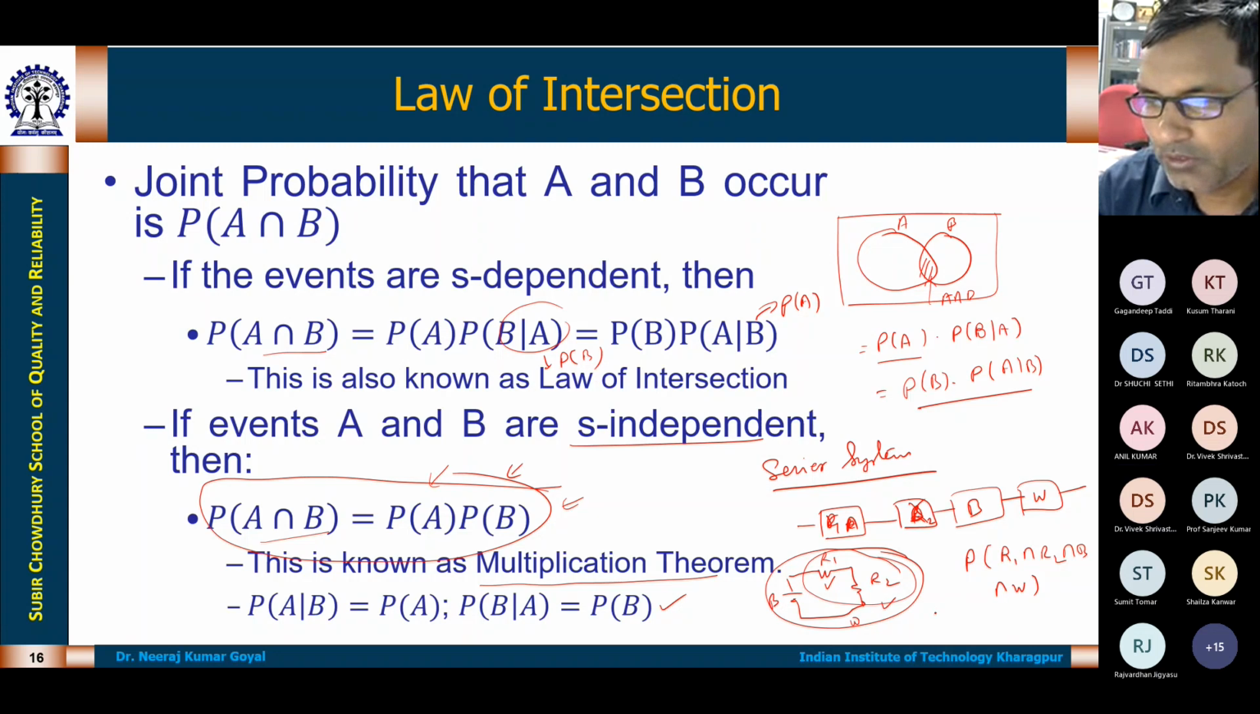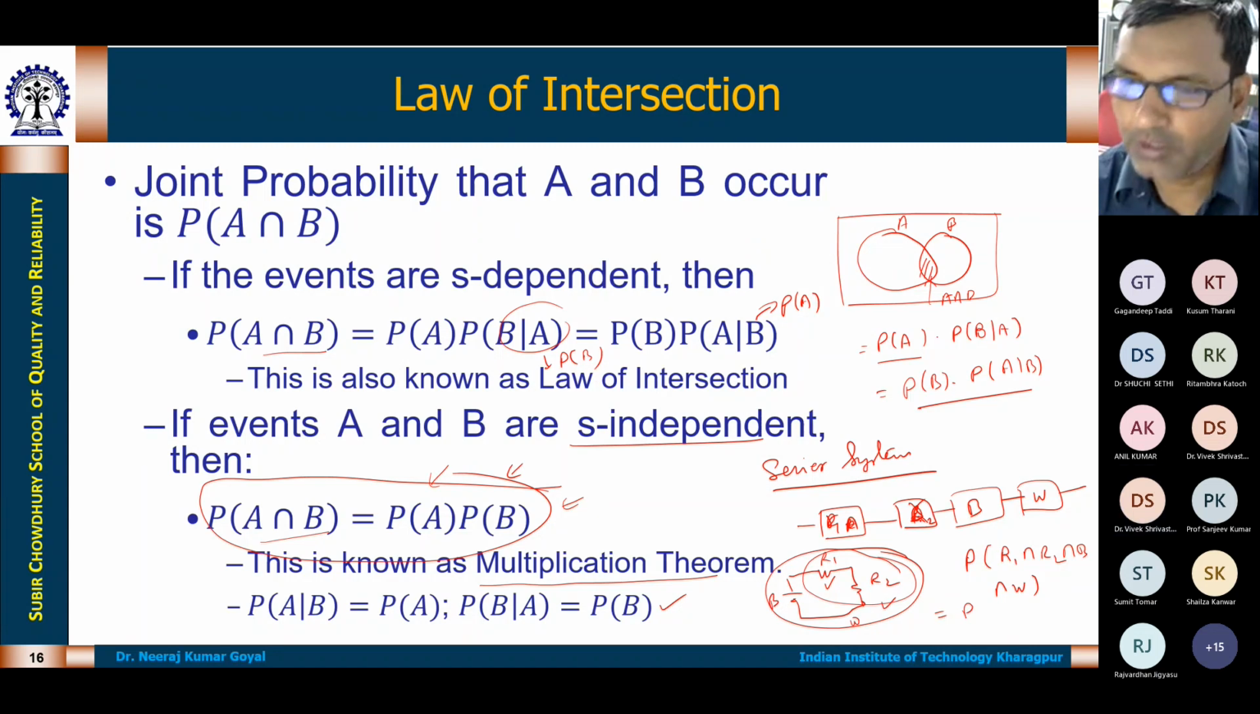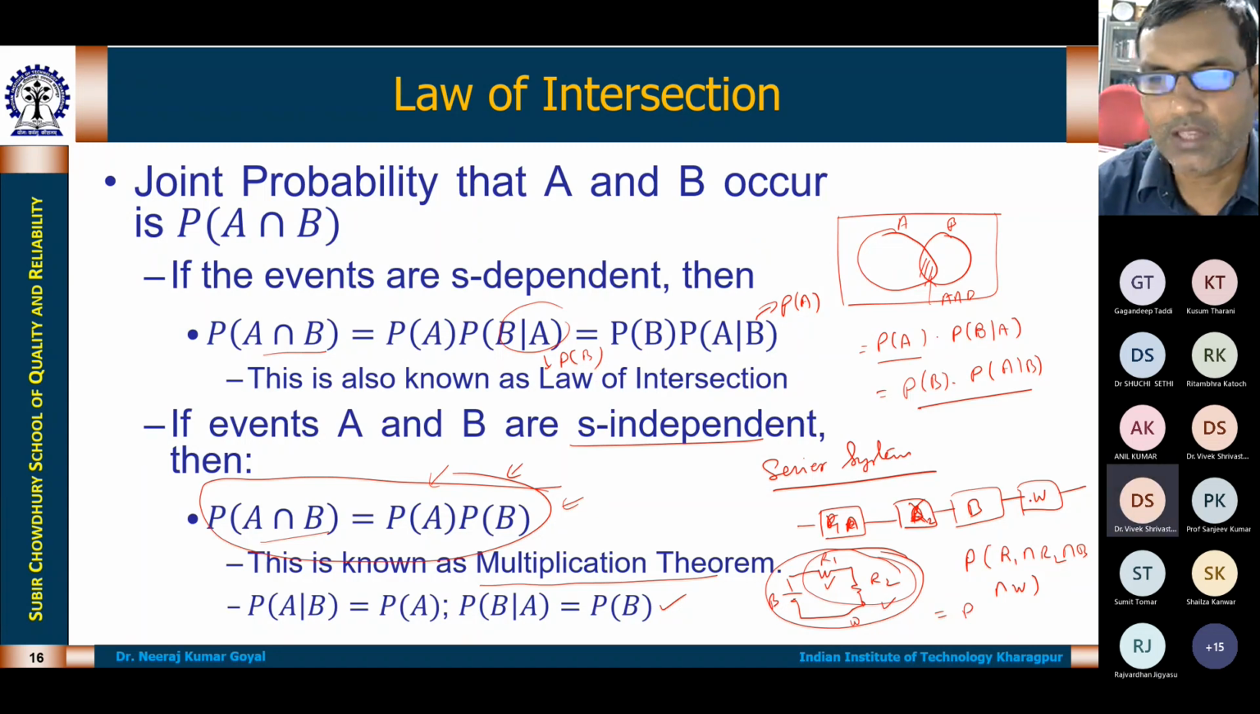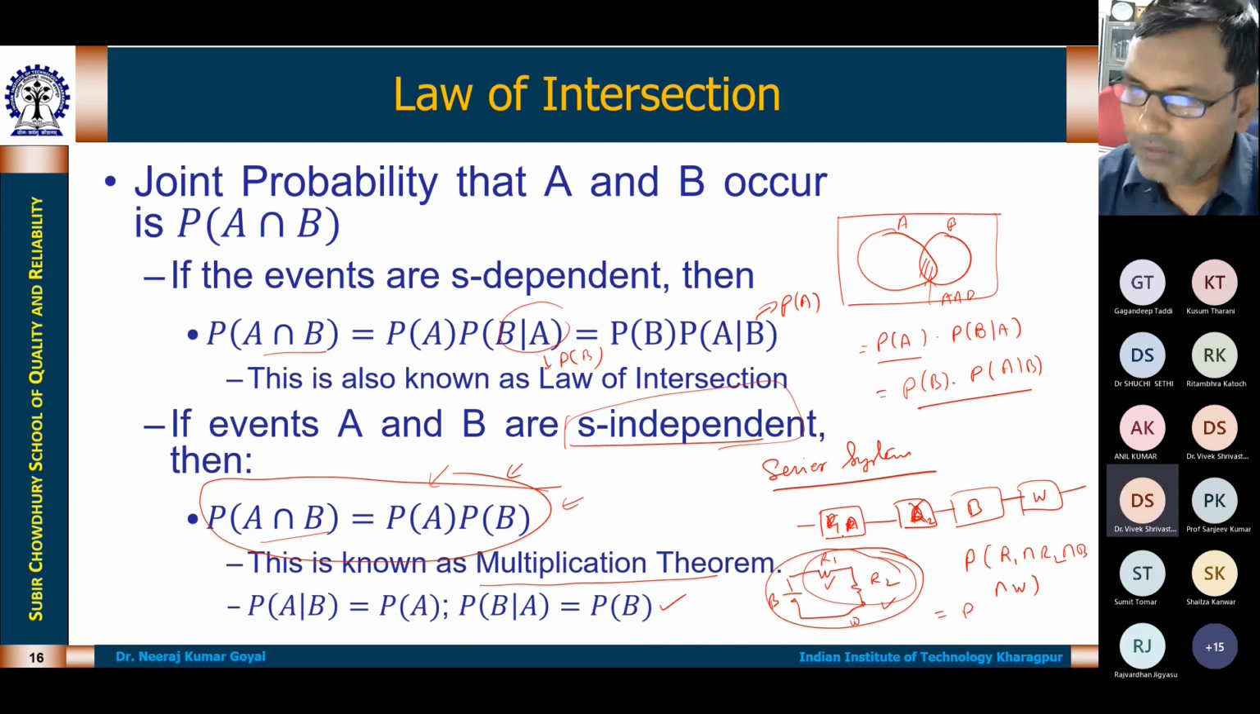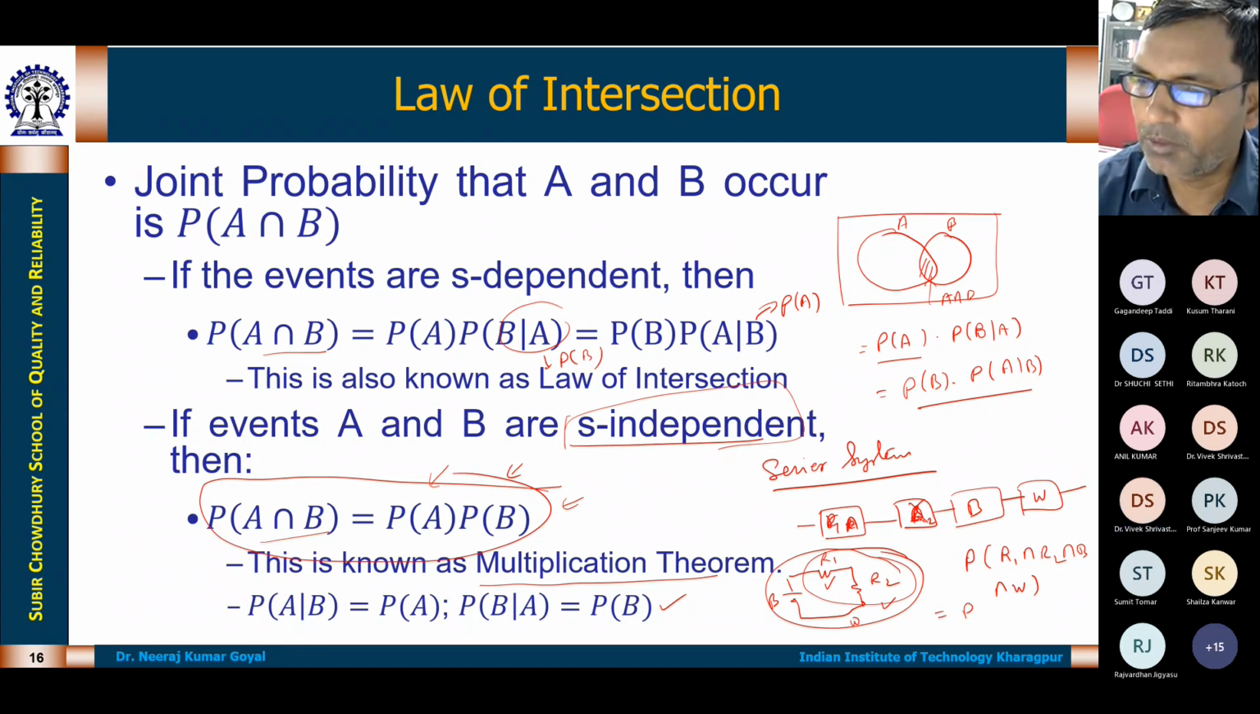So this will be equal to, if I assume that all events are independent, right? Why do we consider independence? Because it makes our calculation simple. If R1 fails, then it is not impacting the probability of failure for R2. Or if R1 is working, it is not affecting the probability of working or failure for R2, B, and W.